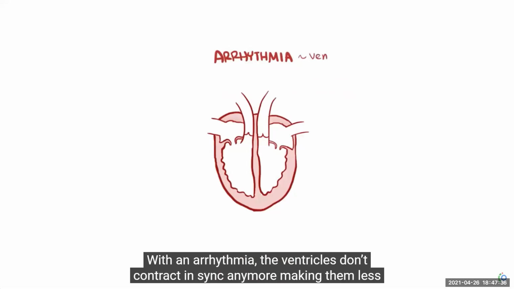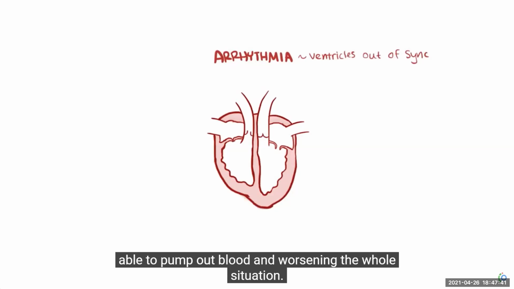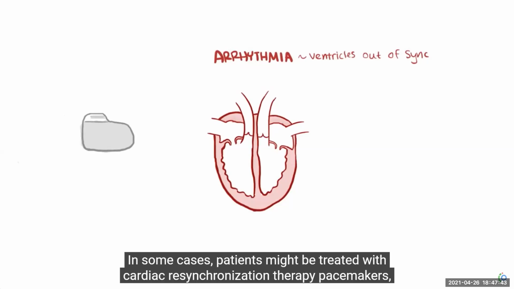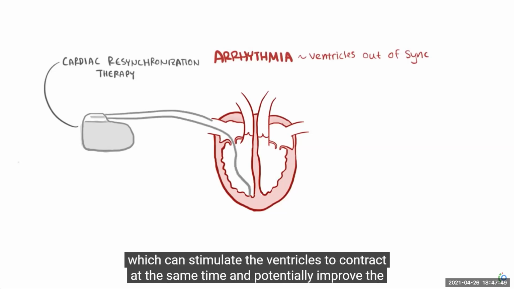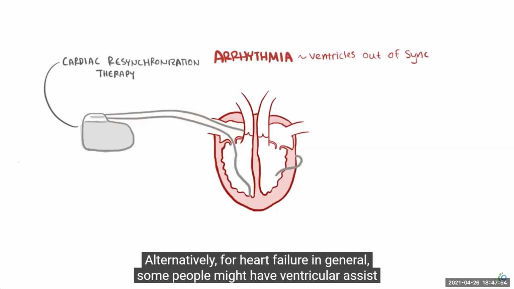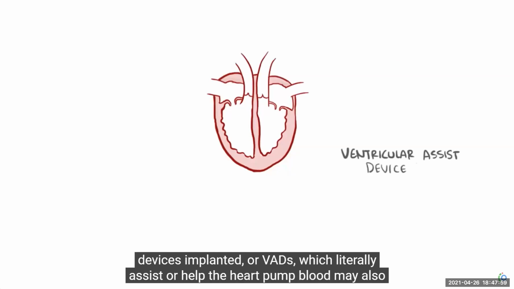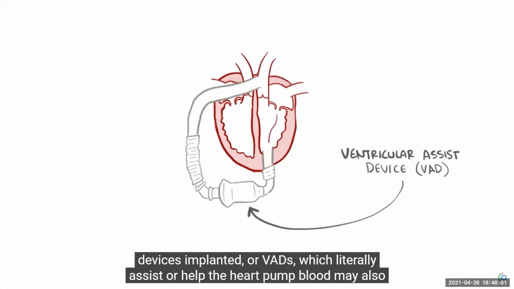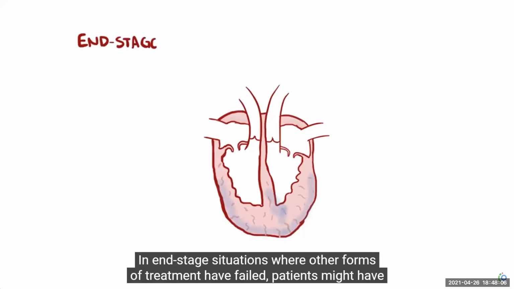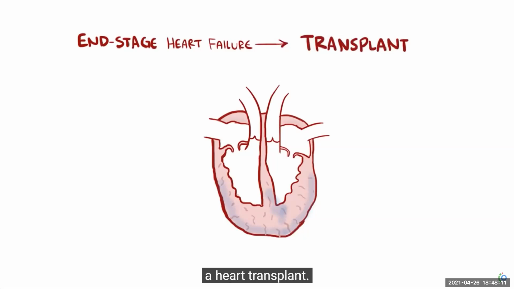With an arrhythmia, the ventricles don't contract in sync anymore, making them less able to pump blood out and worsening this whole situation. In some cases, patients might be prescribed cardiac resynchronization therapy pacemakers, which can stimulate the ventricles to contract at the same time and potentially improve the blood pumped out. Alternatively, for heart failure in general, some people might have ventricular assist devices implanted, or VADs, which literally assist or help the heart pump blood. In end-stage situations, though, where other forms of treatment have failed, patients might have a heart transplant.